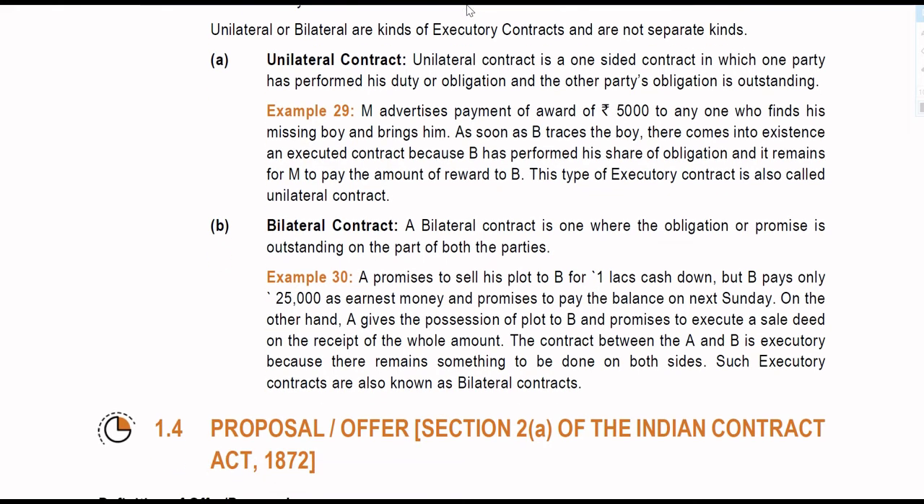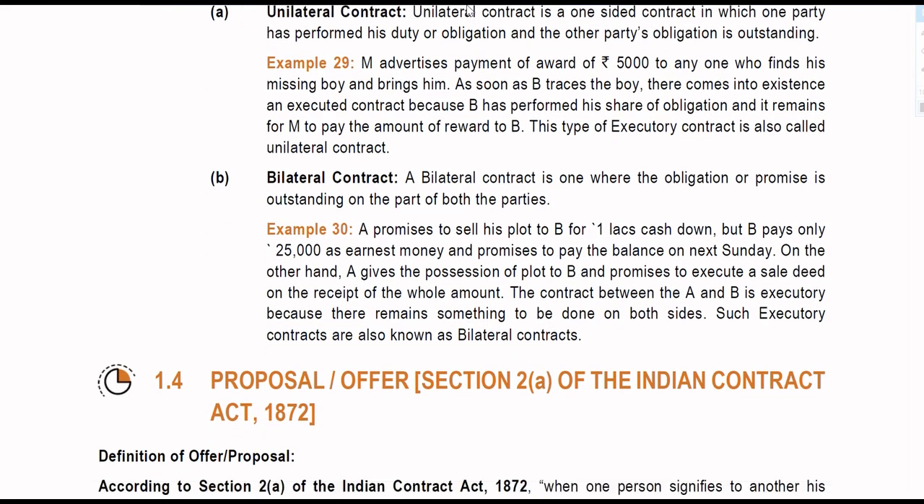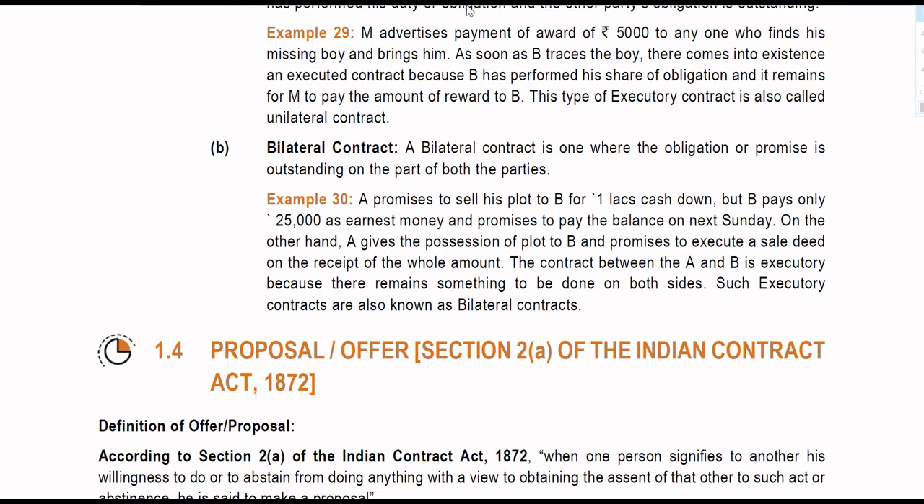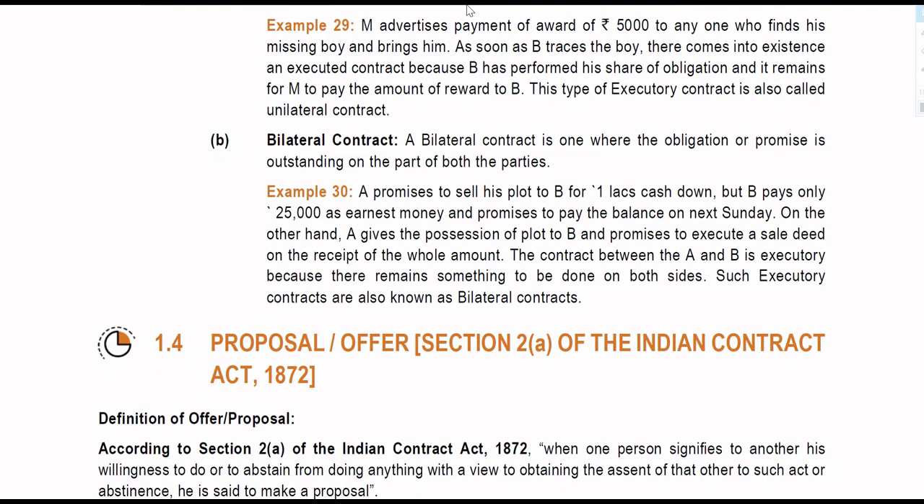Bilateral contract. A bilateral contract is one where the obligation or promise is outstanding on the part of both the parties. Example: A promised to sell his plot to B for 1 lakh cash down, but B pays only 25,000 as earnest money and promises to pay the balance on next Sunday. On the other hand, A gives the possession of the plot to B and promises to execute the sale deed on receipt of the whole amount. The contract between A and B is executory because there remains something to be done on both sides. Such executory contracts are known as bilateral contracts.